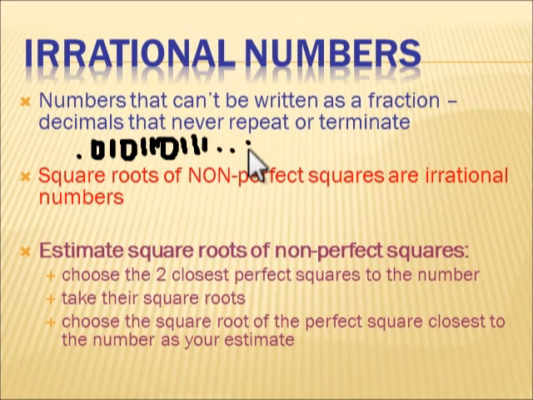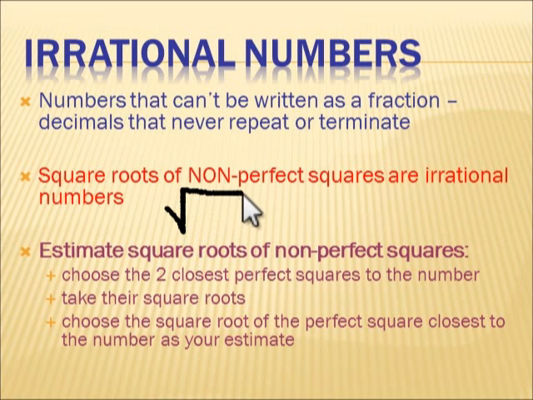Pi would be an irrational number because pi never ends. It never terminates, and it doesn't show a repeat. There's one other thing that's irrational for us, and that's the square root of a non-perfect square. So if you have, let's say, the square root of 8, 8's not a perfect square. So if you saw this in the problem and you were asked, is it rational or irrational, you would say that it's irrational.